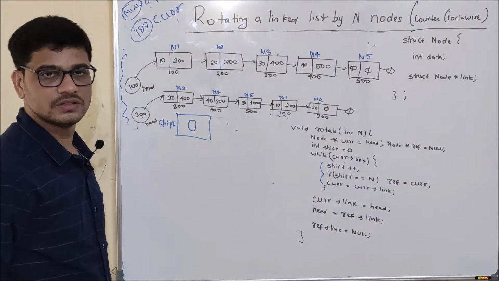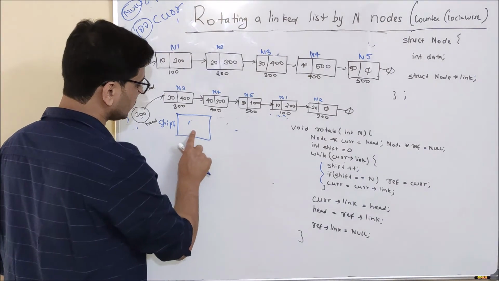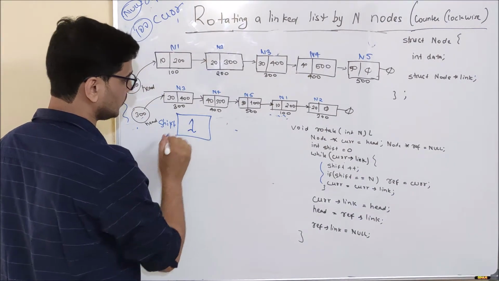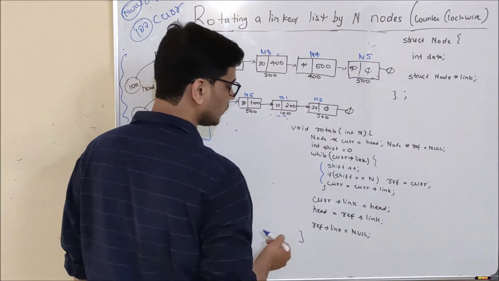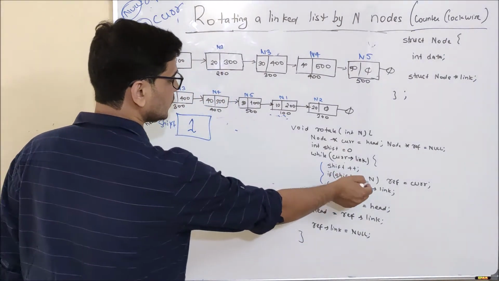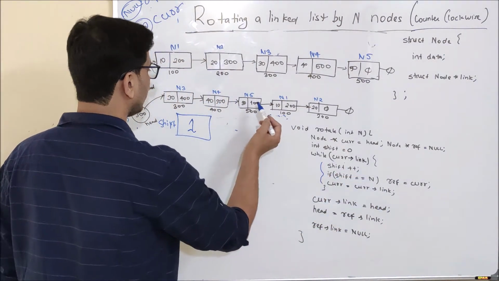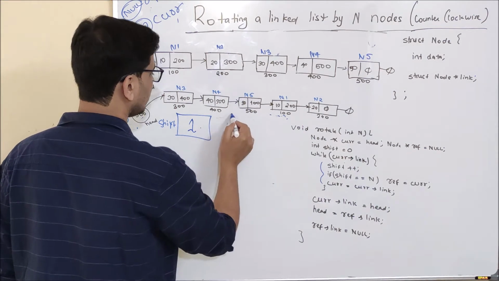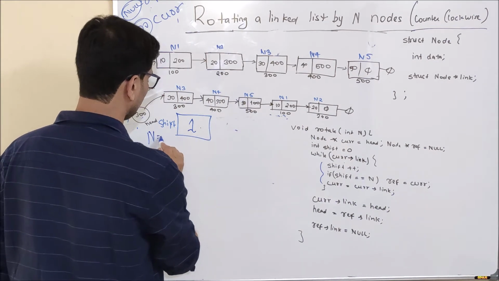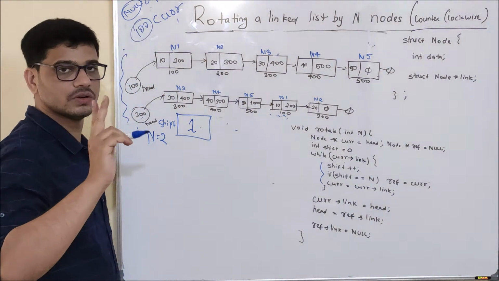And what am I doing in these 3 lines? First of all, I am incrementing shift, so shift will become 1. Then I will do an if condition check: if shift is equal to n. What is shift? Shift is 1, and n is equal to 2, as I want to give it a rotation of 2 nodes.